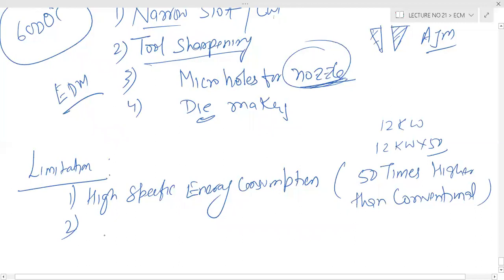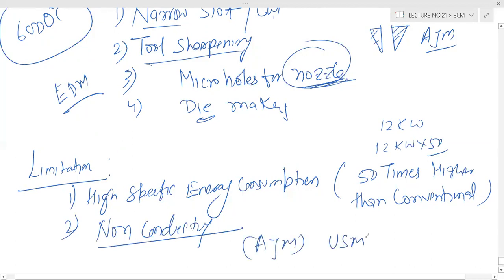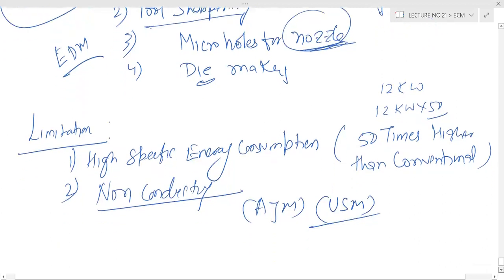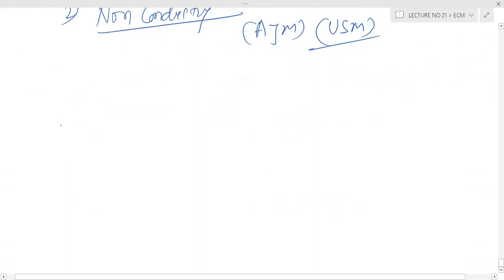Then for non-conductive material, you cannot do anything. For non-conductive, what will you use, AJM or USM? For non-conductive, this is not possible. So this is about electric discharge machining. Now electron beam machining.